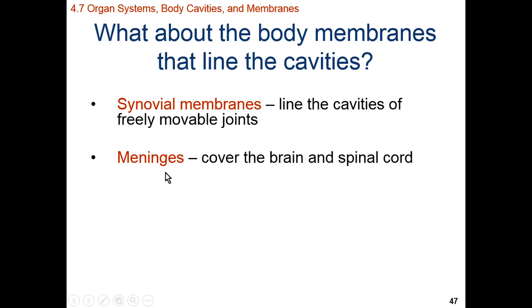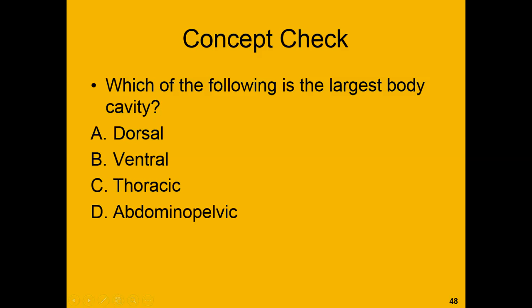Lining our central nervous system, so our brain and our spinal cord, we have a series of membranes known as meninges. And these meninges have 3 different layers to them: the dura mater, the arachnoid mater, and then the pia mater, from outside to inside. And those are going to help protect our brain and spinal cord from the other environments in our bodies.